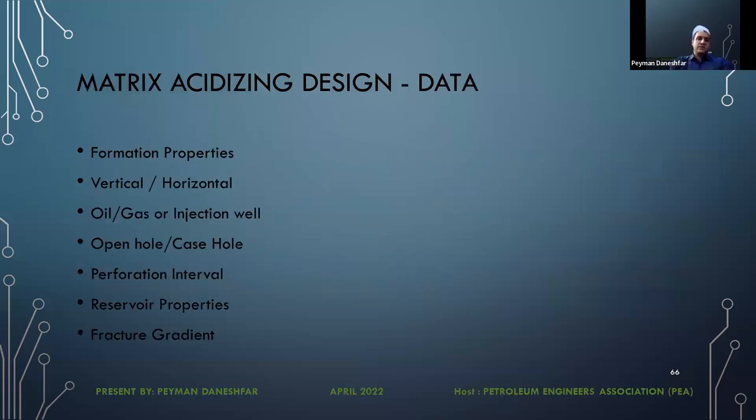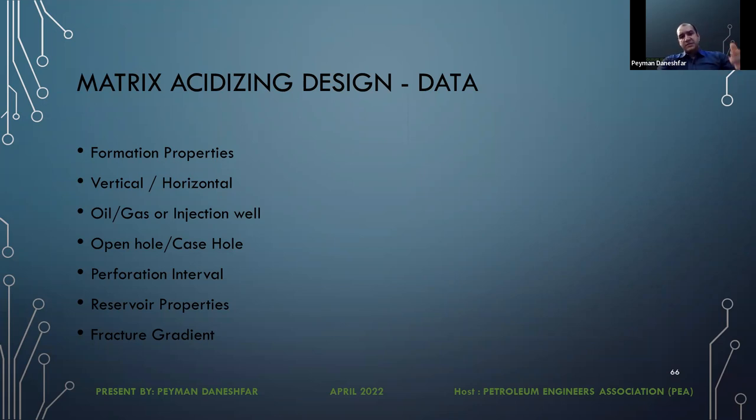Guys, now this is the matrix acidizing design data. If we want to design a matrix acidizing, we should know some parameters: formation properties, the deviations, the type of the well, cased hole or open hole, the perforation interval, the length, and the reservoir properties such as the pressure and the fracture gradient.